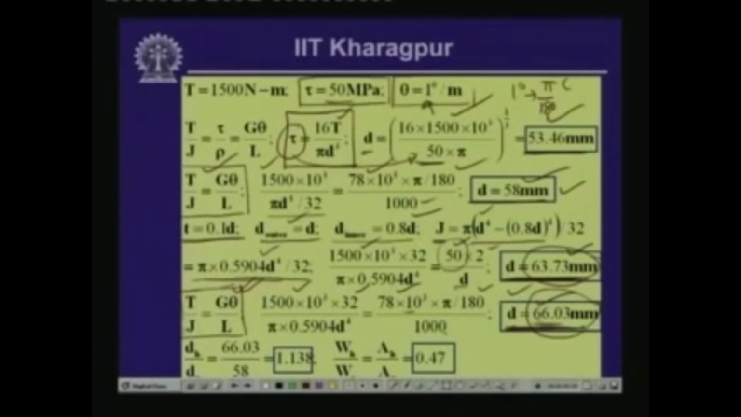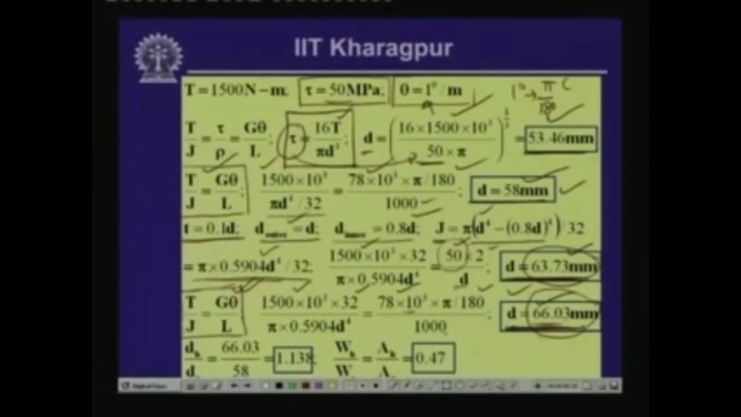Now, from this particular comparison, as we can see, we have a circular solid shaft which is having a diameter of 58 millimeter, which will satisfy both the stress criteria as well as the rotational angle criteria, and a tubular shaft which is having a diameter of 66.03 millimeter. Now, if we take the ratio of these two, the diameter of the hollow shaft to the diameter of the solid shaft, then the diameter of the hollow is 66.03 and the diameter of the solid is 58. So, the ratio gives us a value of 1.138.